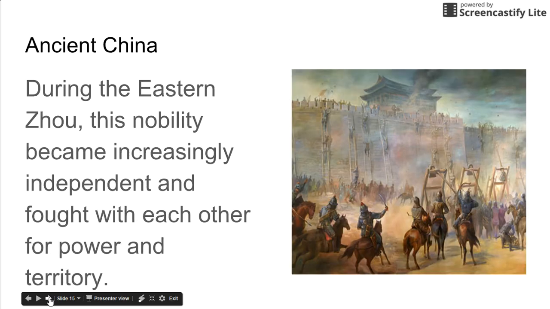During the Eastern Zhou, this nobility became increasingly independent and fought with each other for power and territory.